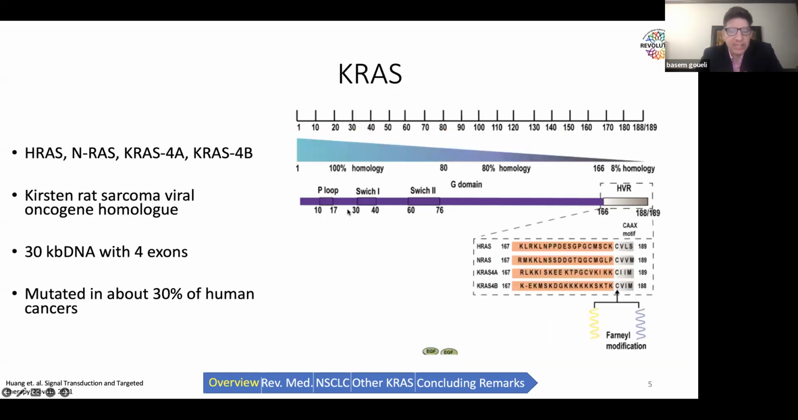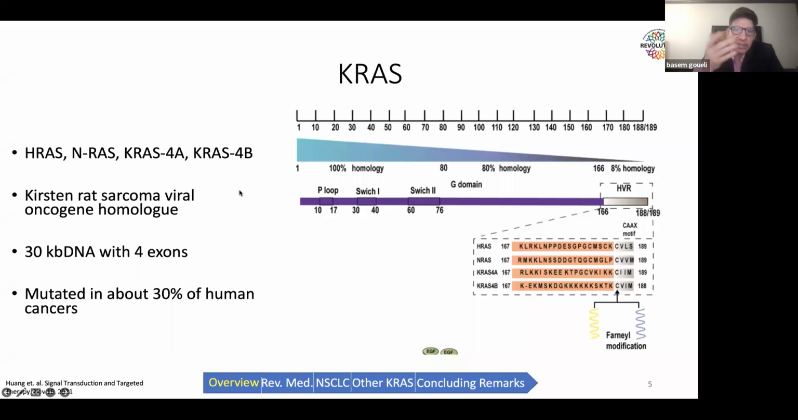So when we talk about KRAS, I think it's important to know that there are 3 genes for RAS in general, the RAS family. So there's HRAS, NRAS, and KRAS. They encode for 4 proteins. So they encode for HRAS, NRAS, KRAS4A, and KRAS4B. When we talk about KRAS mutations, we're really looking at KRAS4B.